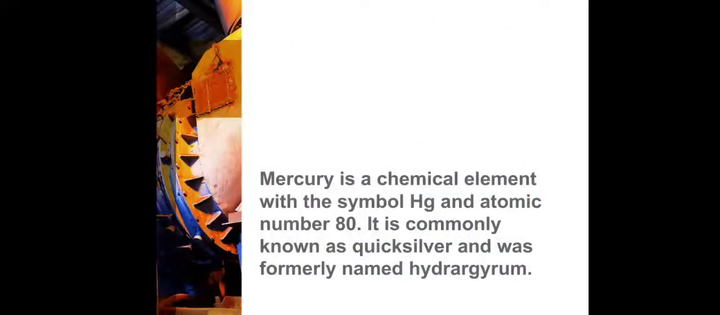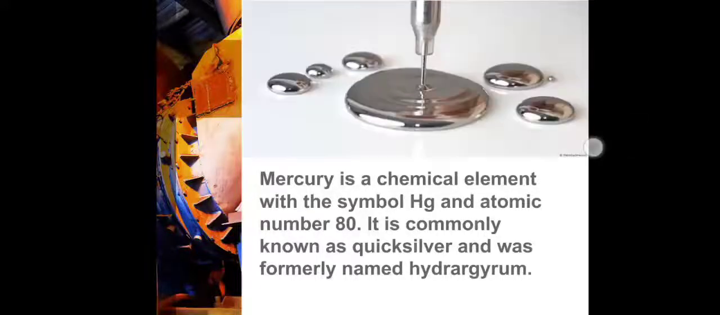Next is mercury. It is a chemical element with the symbol Hg and atomic number 80. It is commonly known as quicksilver and was formerly named hydrargyrum. So, mercury, the symbol is Hg, and we can see its atomic number in the periodic table, which is 80. And mercury is commonly associated with the color silver. You know mercury.